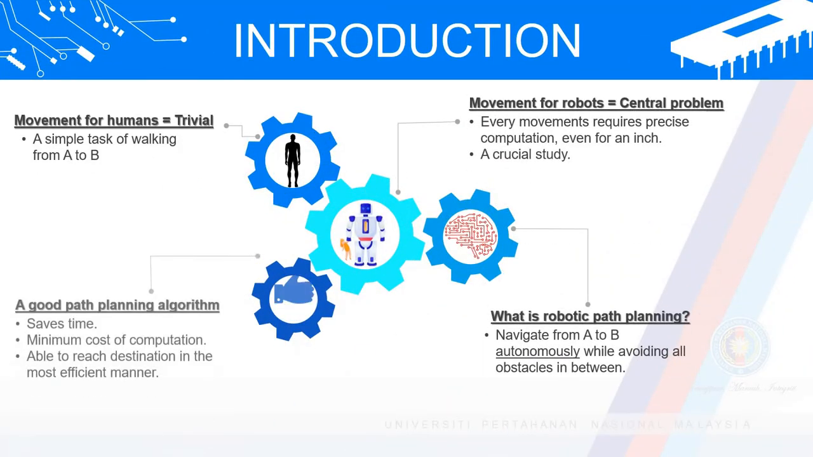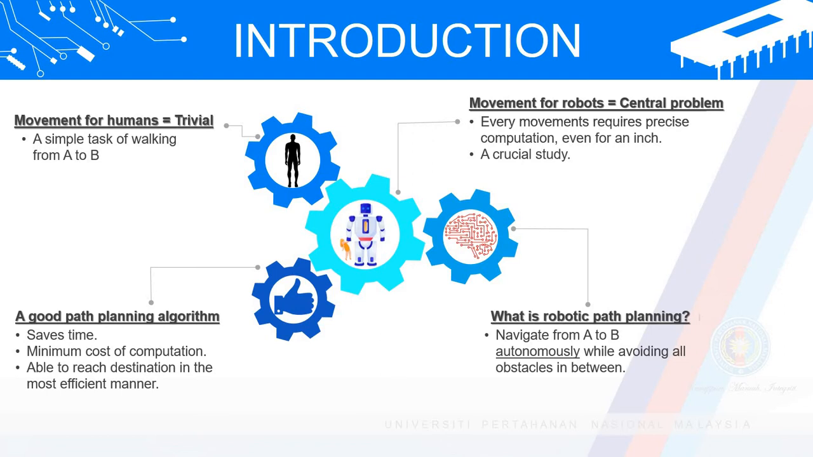The movement for humans is extremely trivial. It is a very simple task for us to move from one room to another without hitting the walls or any furniture. Whereas the movement for a robot can be considered a central problem. Every movement requires precise computation, even for an inch. With the latest issue of the COVID-19 pandemic, the studies on robotics are a crucial study nowadays.